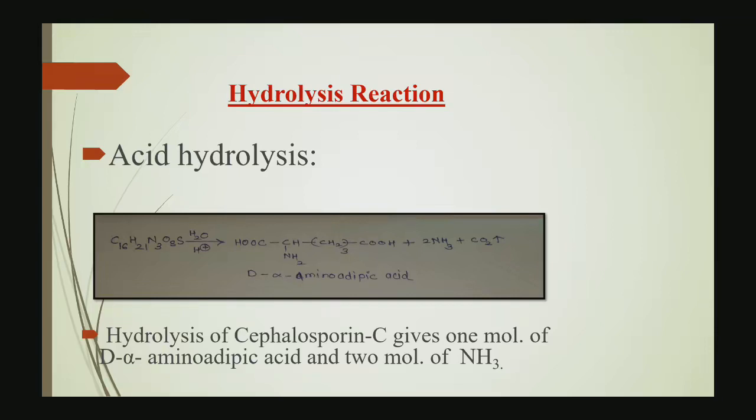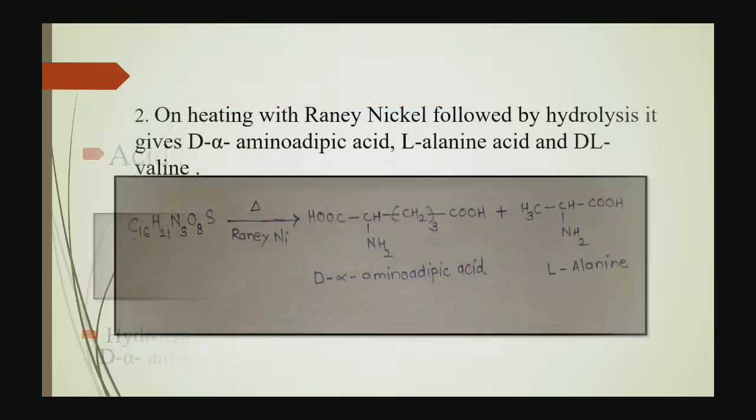The next step is heating with Raney nickel followed by hydrolysis. It gives D-alpha amino adipic acid, L-alanine and D-L-valine. Here we see the reaction. Here we see the cephalosporin C, which on reduction with Raney nickel gives D-alpha amino adipic acid and L-alanine.